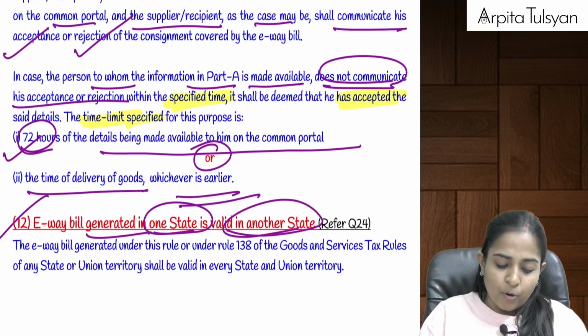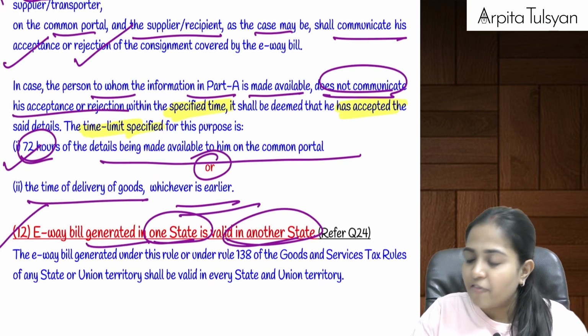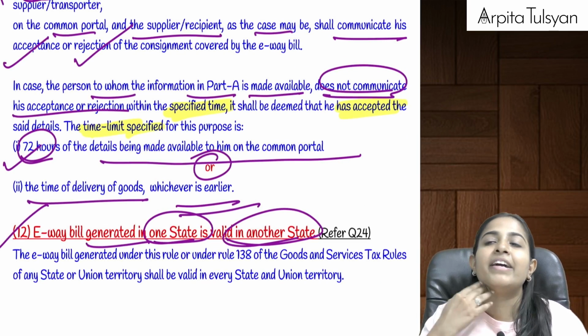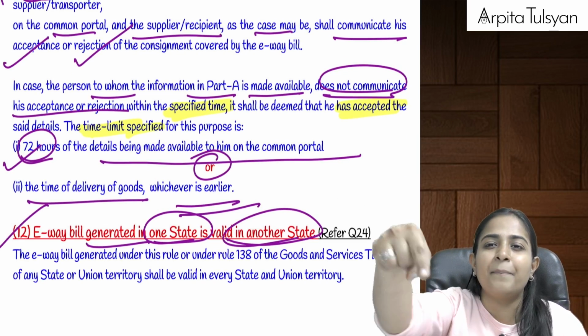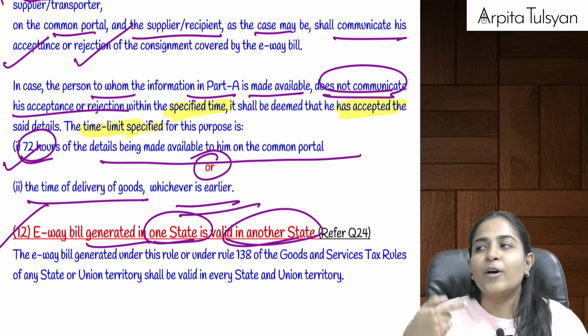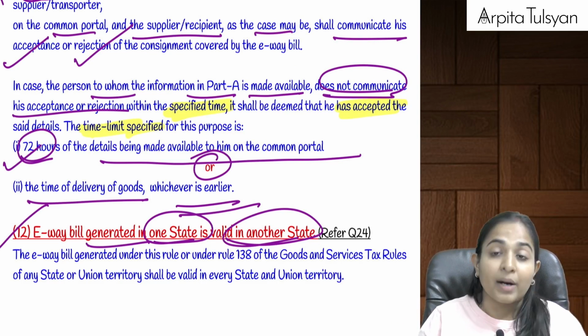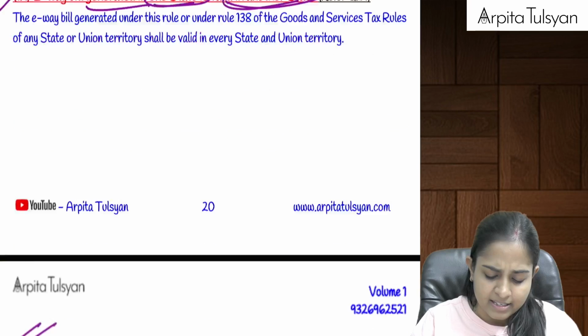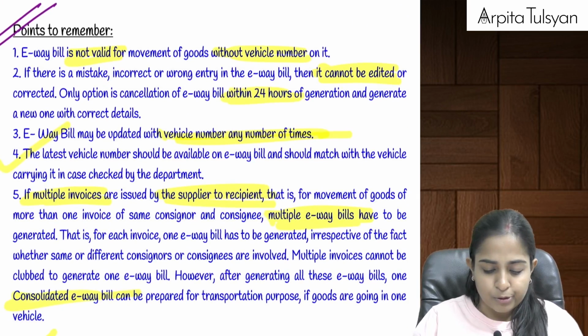Okay, next point is when the e-way bill is generated from one state to another and my vehicle is going to pass through multiple states, then in that case you are not required to generate e-way bill for multiple states. Okay, one e-way bill is common for the other state also, right?